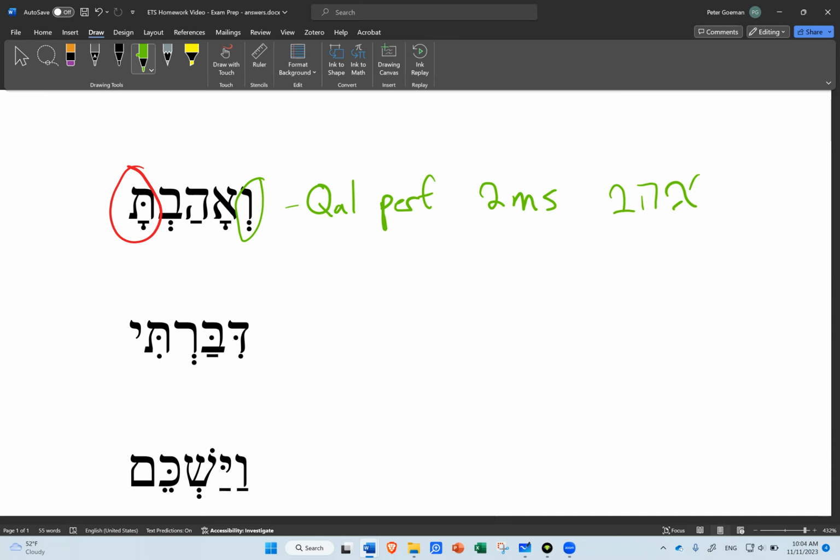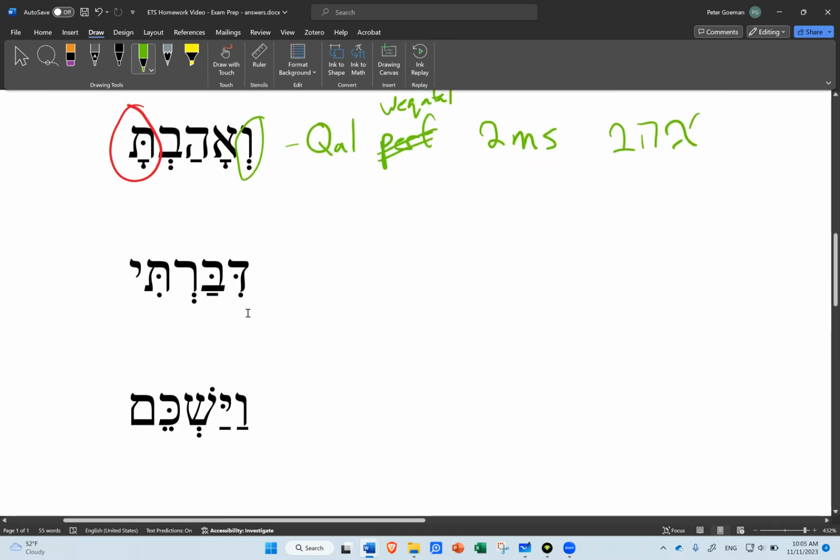Now, technically with the vav, this is kind of a 2-step process in one sense, in that you treat it like a perfect, but it's really a v'katal, so you have to put that there because of the v at the beginning. So don't forget to do that, because it's not technically a perfect, but we treat it like a perfect when we parse it. Okay, hopefully that makes sense.